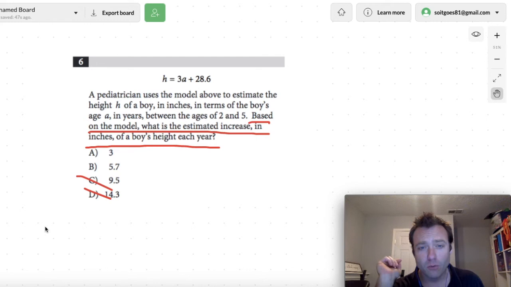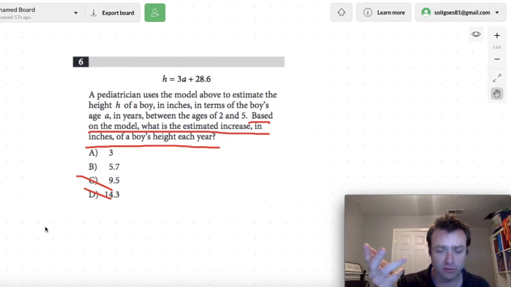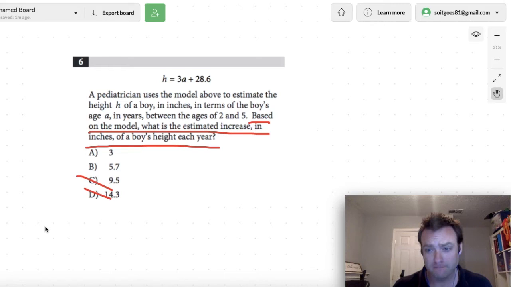Let's plug in some values for A. We'll find out how tall this kid is when he's 2, because A is the age and H is the height. So if we plug in a 2 for A, we'll find out how tall this kid is when he's 2. Then we'll plug in a 3 for A and find out how tall he is when he's 3, and we'll see what the difference is. Does that make sense? Yeah. And we do the same thing for 4, just to see how much he grows every year. We don't have to think about it theoretically. We can make it concrete. Okay. All right, so let's do that.